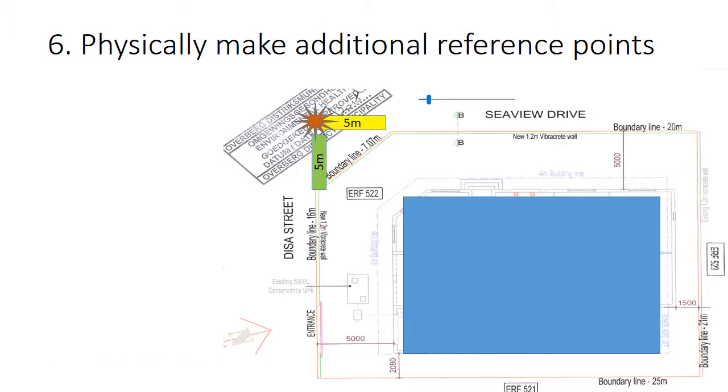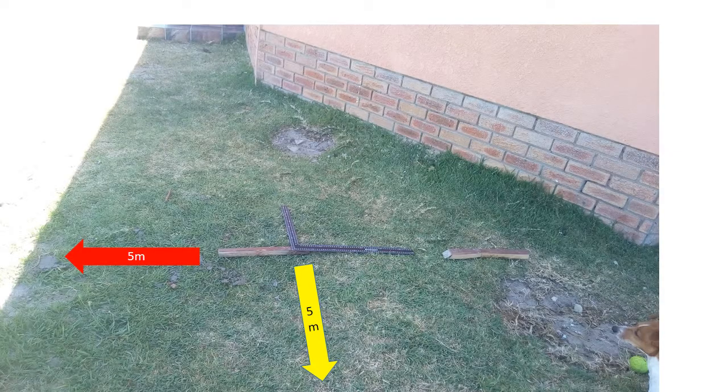Then I made some additional physical reference points. To construct them, I used the triangle, constructed the triangle and completed the square of the house. From that square I measured 5 meters to one side, 5 meters to the other side, and that helped me determine where the pegs are. As I said, the more reference points you have, the better.